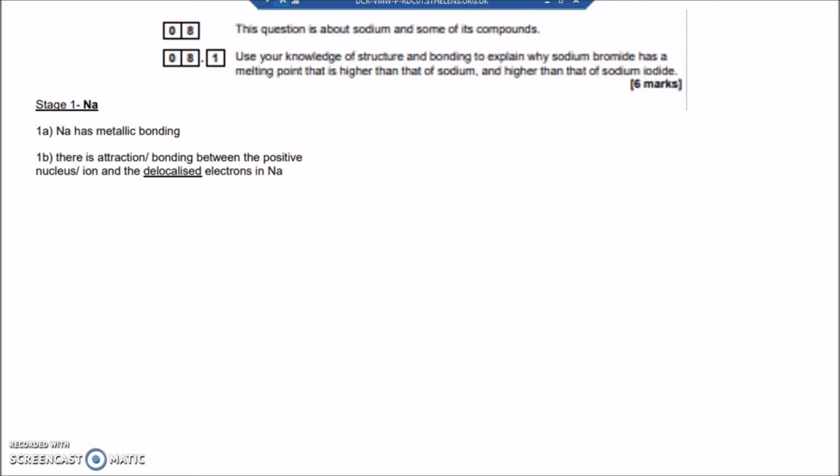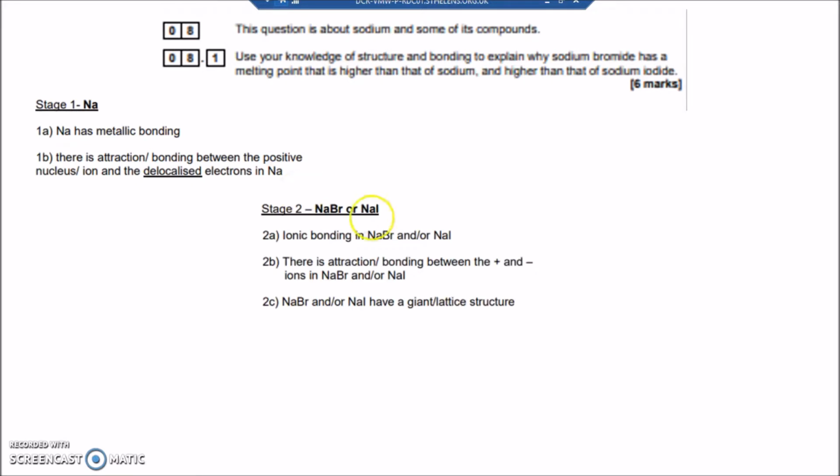Next, sodium bromide and sodium iodide, they're ionic. So you've got ionic compounds. What happens is the Na is in group 1, wants to lose 1 electron. Bromide is an ion, a Br minus ion formed from bromine. Bromine's in group 7, wants to gain 1 electron.